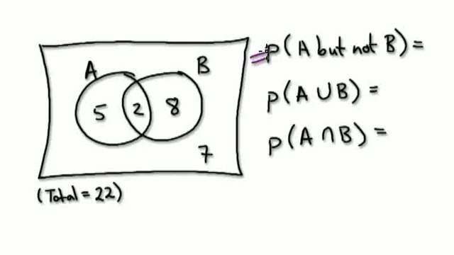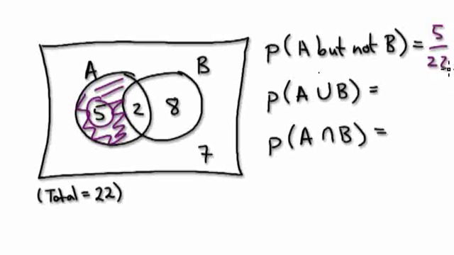Okay, this one here. Let's do this one here. A but not B. So you want A. Okay, that's everything here, but not B. You don't want B in here, so exclude this too. So you're only interested in this bit here. A but not B. So this would be 5 over 22.